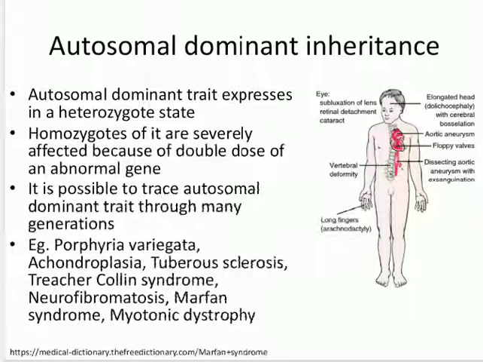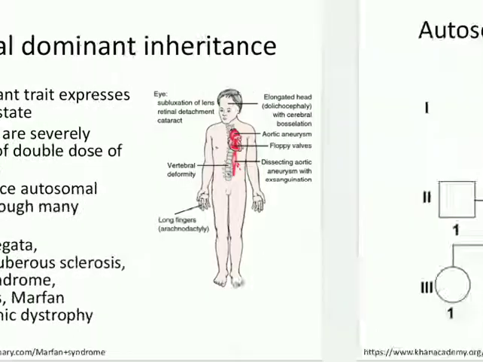This autosomal dominant inheritance is expressed in the heterozygote state itself. In homozygotes, the manifestations are severe. You can trace the autosomal dominant trait through many generations, and common examples are porphyria variegata, achondroplasia, tuberous sclerosis, Treacher-Collins syndrome, neurofibromatosis, Marfan syndrome, and myotonic dystrophy.